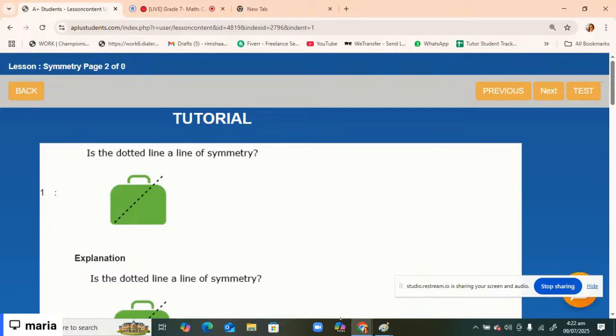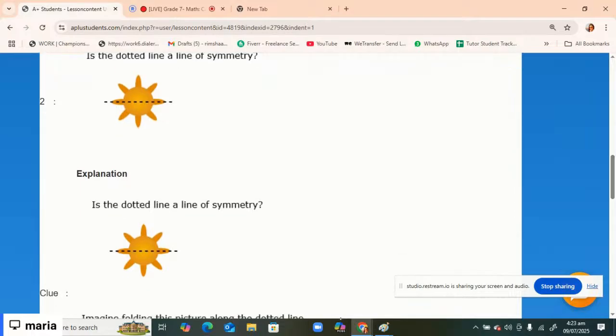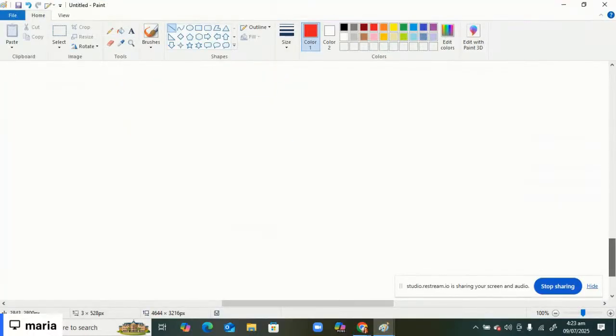Now everyone tell me, is this showing the line of symmetry? Is this showing the symmetry? No, it's not. Okay, and this one is showing the symmetry, because what is symmetry? As I already told you, it's a balanced proportion, or you can say that one shape is identical to the other shape.